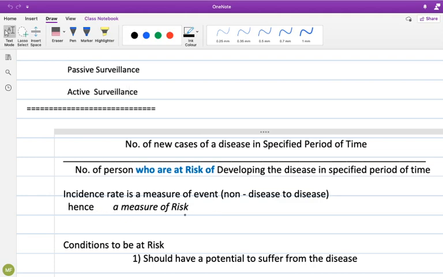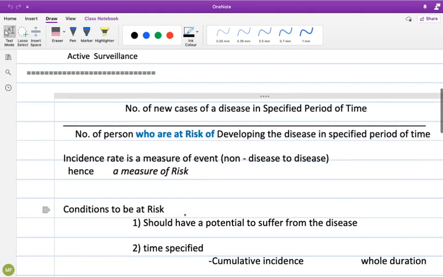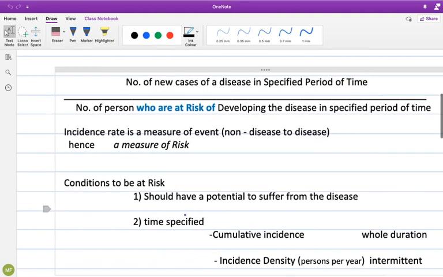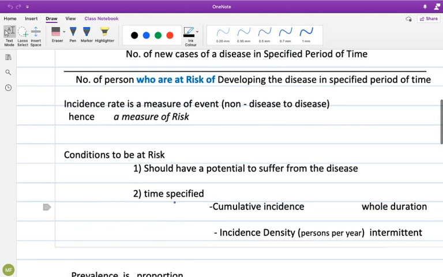But in order to calculate an incidence rate, there are two conditions that need to be met. Number one, it should have a potential to suffer from the disease. I mean, the number of persons who are at risk should be eligible to come up in the numerator, and number two, it should be time specified.